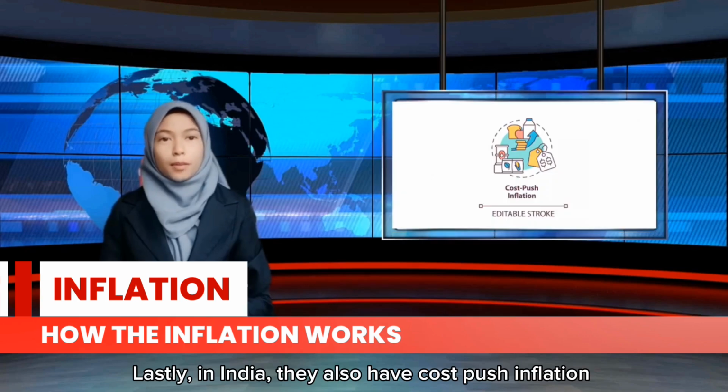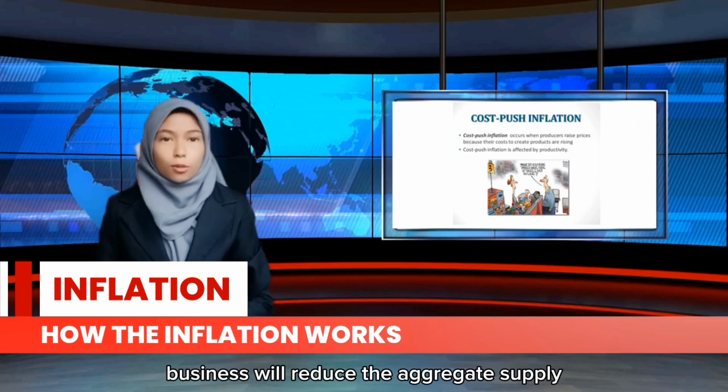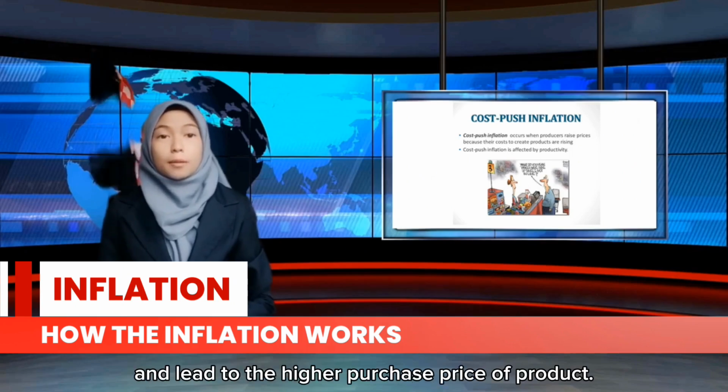Lastly, in India, they also have cost-push inflation. It happens when production costs increase. Businesses will reduce the aggregate supply, which leads to a higher purchase price of products.